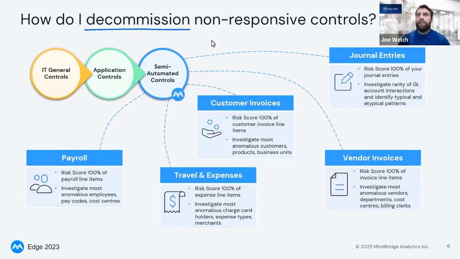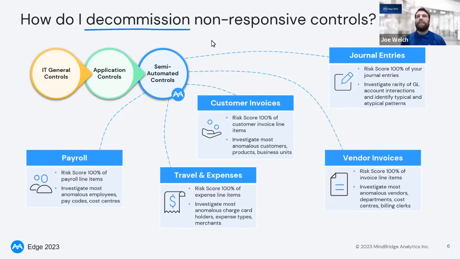Journal entries I like to touch on as a semi-automated control. With manual journals, you can either have workflow approvals for some of these journal entries. Your ERP system may be sophisticated enough to have a workflow approval. Often it isn't. Often journal entries are posted by people with those application controls, those access rights, in order to post them. You may have a control where you have to review or approve these journal entries after the fact. Well, with MindBridge, with their anomaly detection, MindBridge is looking at that journal entry in the context of all journal entries that have been posted in the year, and it can then spot and investigate rare GL account interactions, typical and atypical patterns for your business.